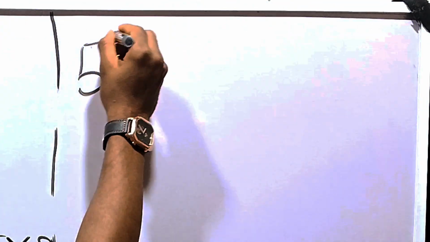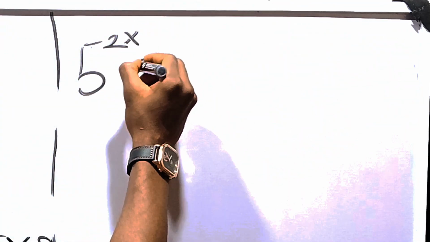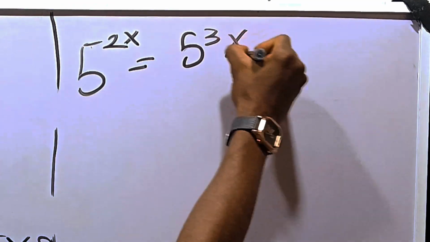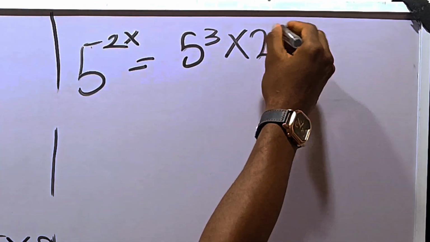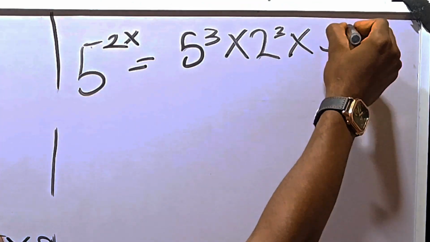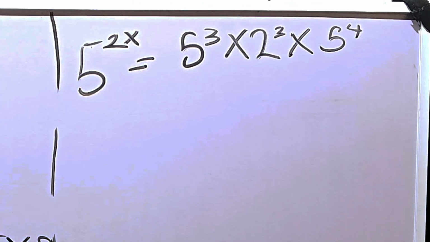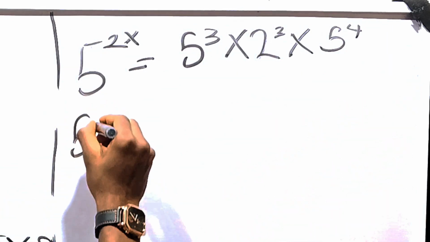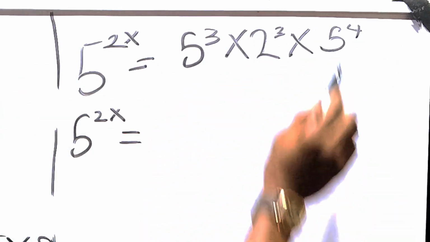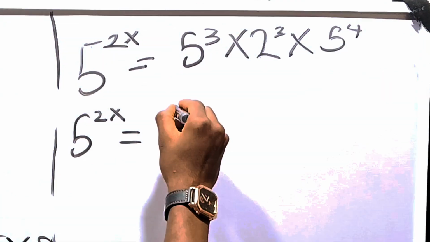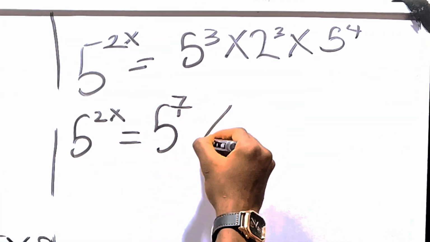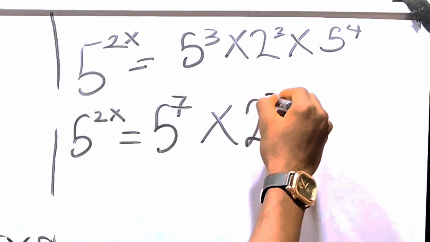5 raised to the power 2x is equal to 5 raised to the power 3 times 2 raised to the power 3 times 5 raised to the power 4. Now 5 raised to the power 2x will become equal to 5 raised to the power 3 times 5 raised to the power 4, which is the same as 5 raised to the power 3 plus 4, which is 5 raised to the power 7, times 2 raised to the power 3.